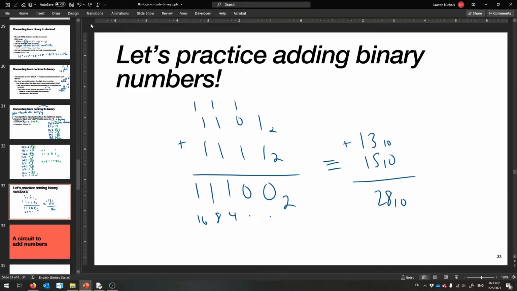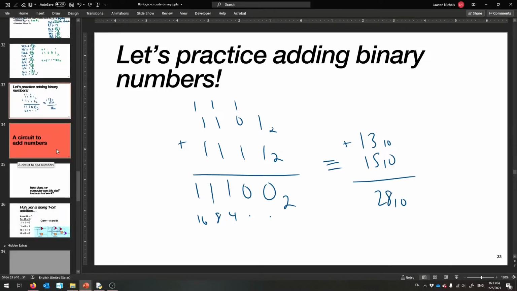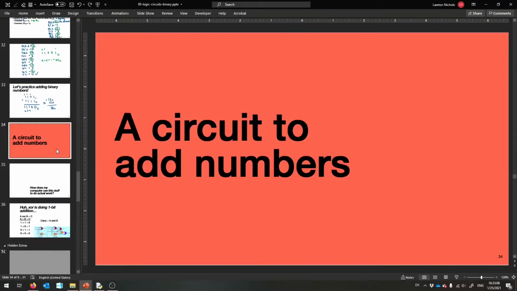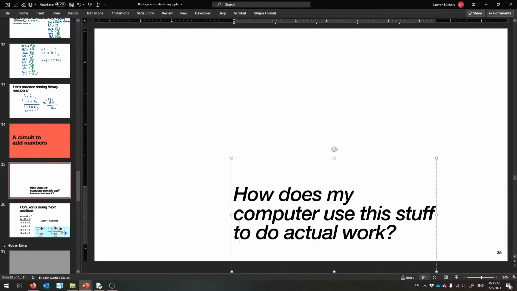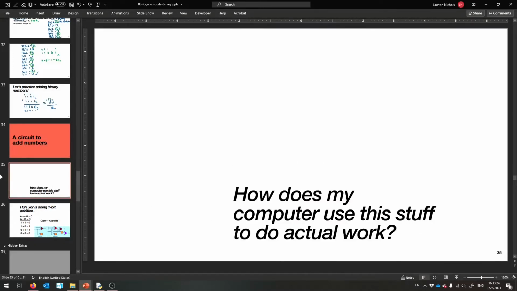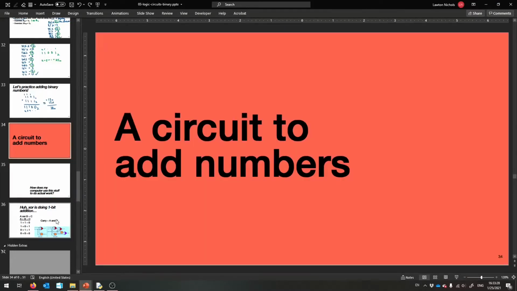And then finally for these slides, I just want to show you something cool, but not really get into it. If you stay with computer science, you will eventually learn how cool this really is, but I just want to give you a taste. So I told you that computers are just a bunch of circuits, and we talked about them. So how do they actually do work? How does my computer use all of this information to do real work and, like, I don't know, do math? So I'm going to show you a circuit to add numbers.